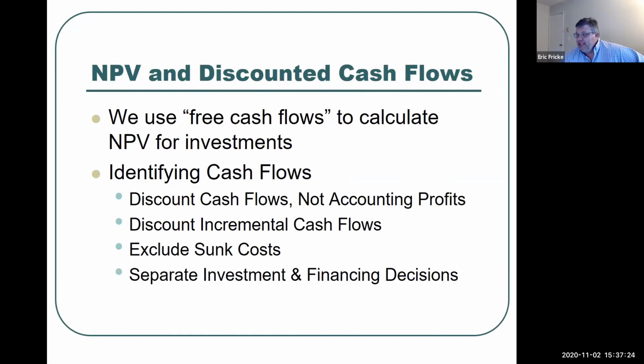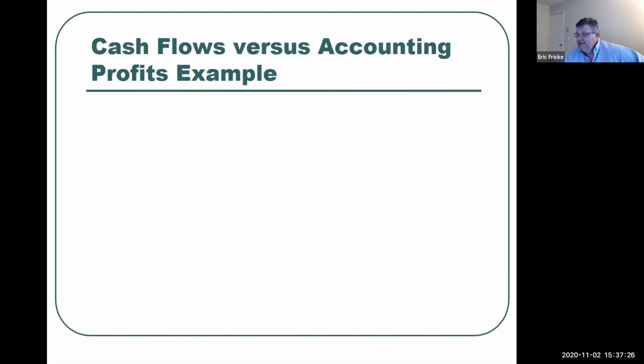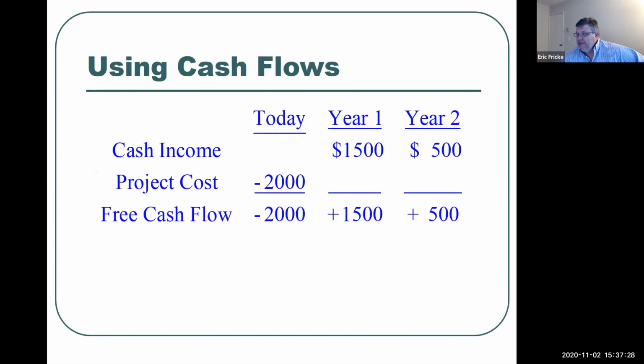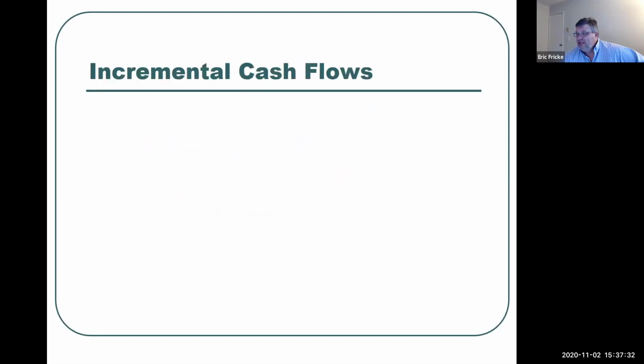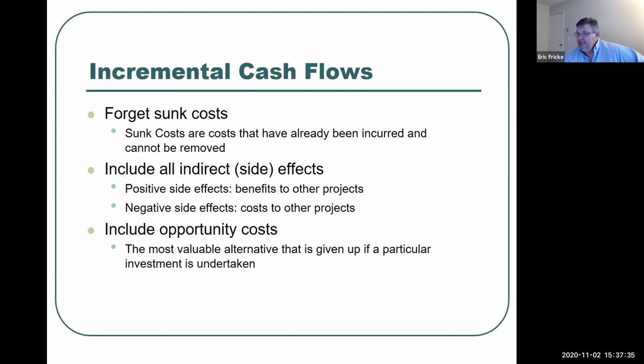Some of the things that we covered were using free cash flows and not accounting profits. That was one of the main things. And then to use incremental cash flows. So cash flows that are purely a result of this project and would not exist otherwise. And so examples of that were like ignoring sunk costs, including indirect costs, and also opportunity costs where you have different alternatives.